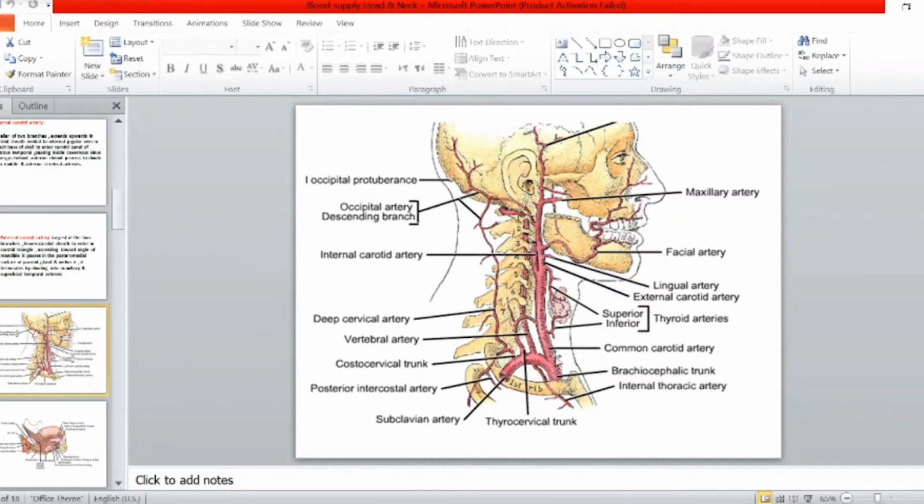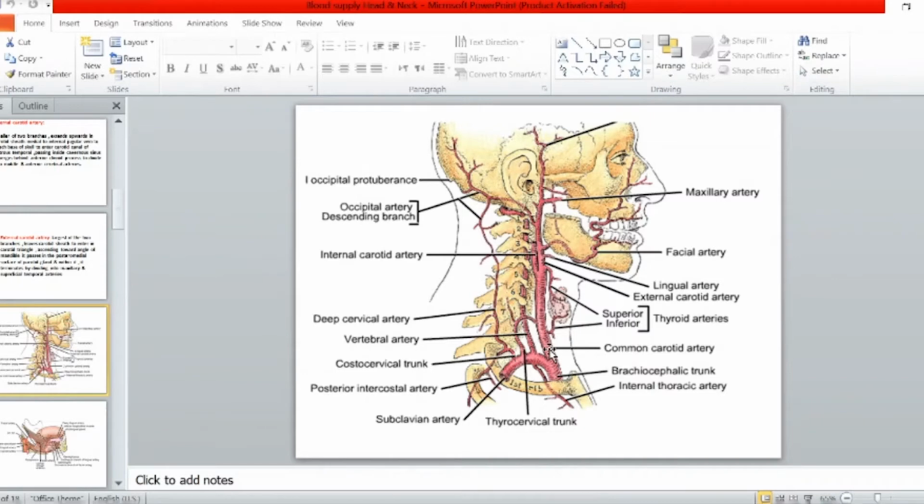The right common carotid artery arises from the brachiocephalic trunk. The brachiocephalic trunk arises from the arch of the aorta on the right side, in the superior mediastinum of the thorax, ascends upward behind the right sternoclavicular joint, and divides into two branches: the right subclavian artery and the right common carotid artery.